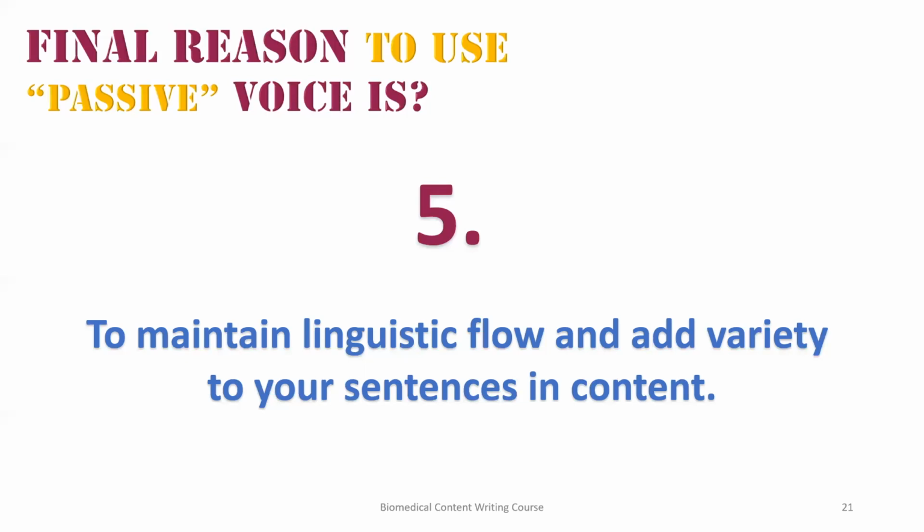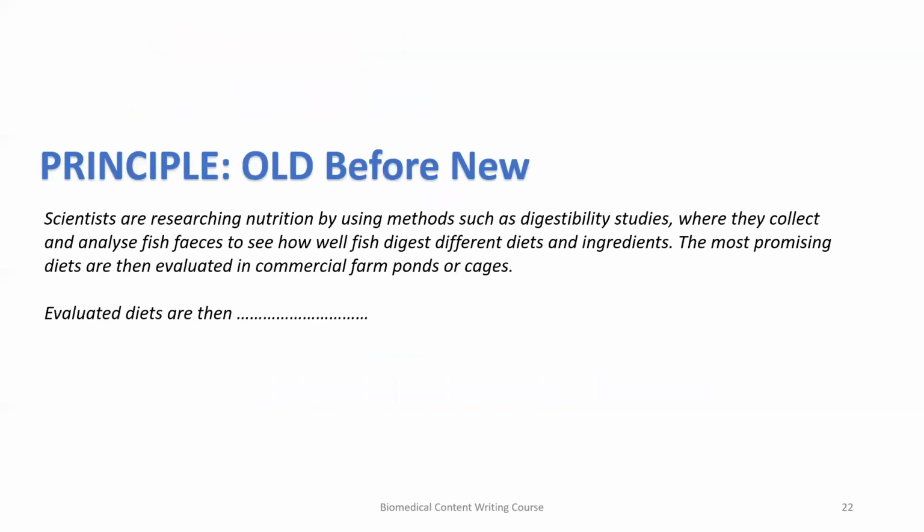And the more you use the variety of sentences, the more attractive and more engaging your writing becomes. To add that variety to your sentences in a content and to maintain that linguistic flow, there is a need that you should use 15 to 20% of sentences with the passive voice. Now, this linguistic flow, how is it added? There is one principle of old before new.